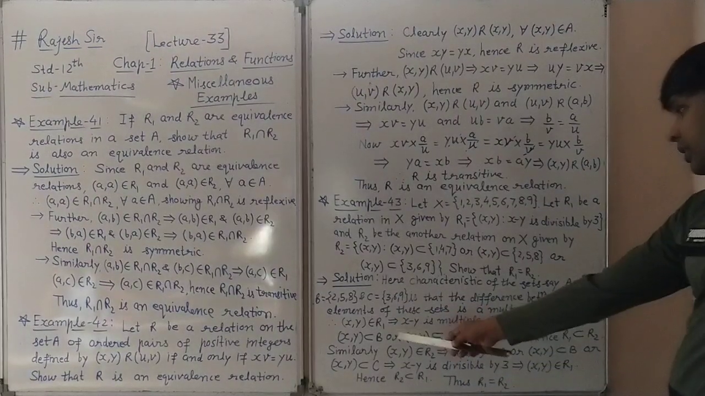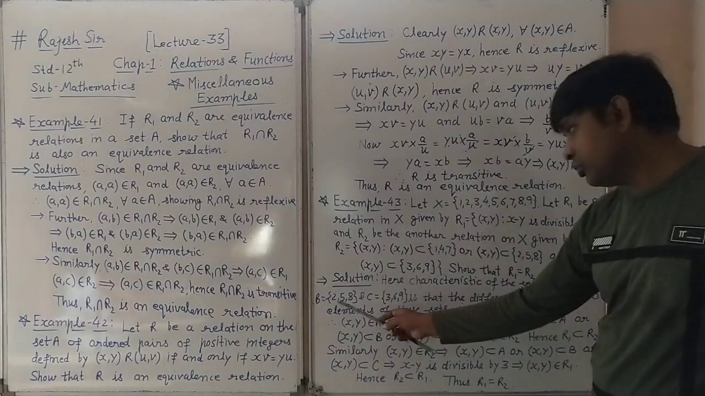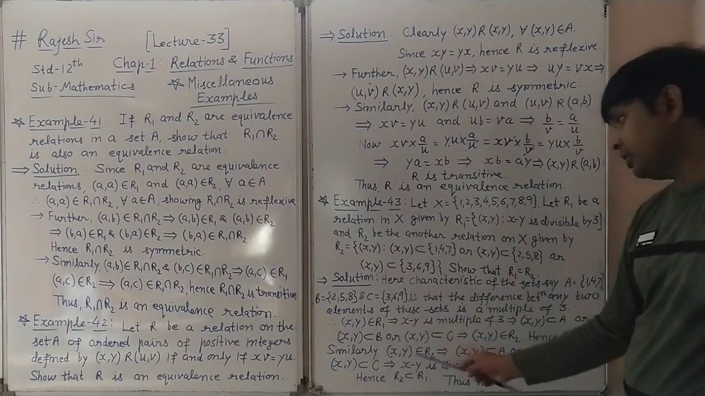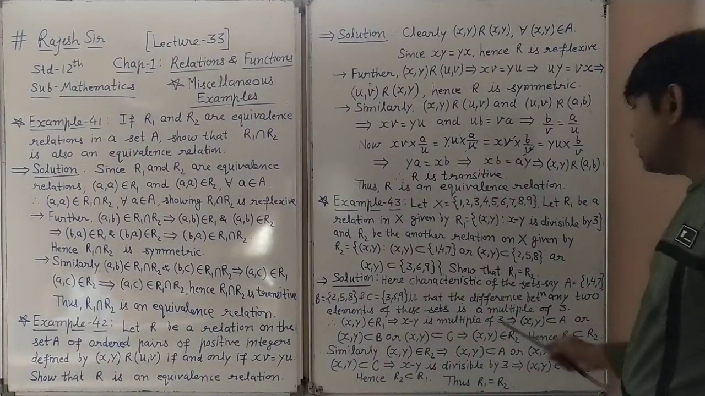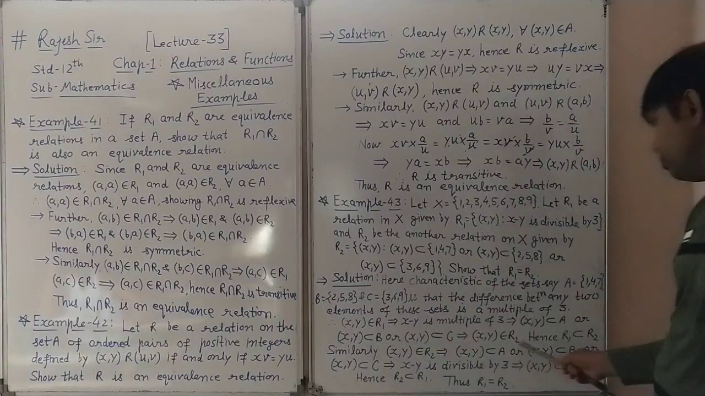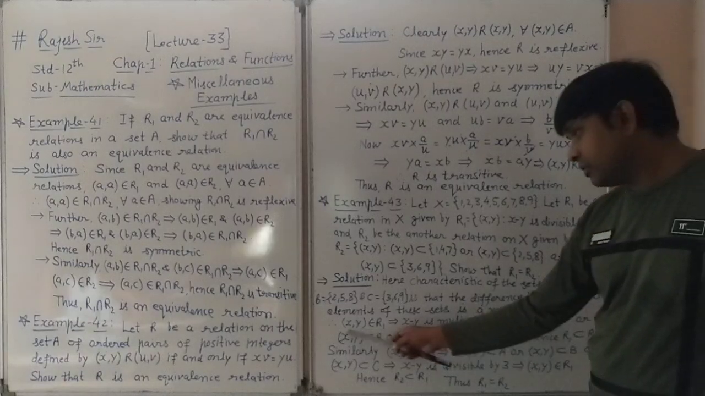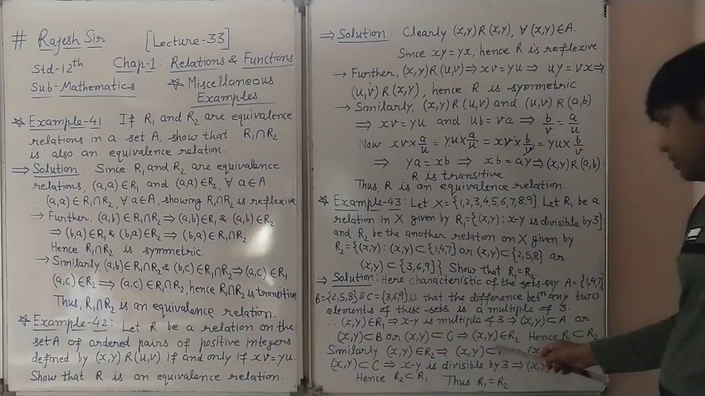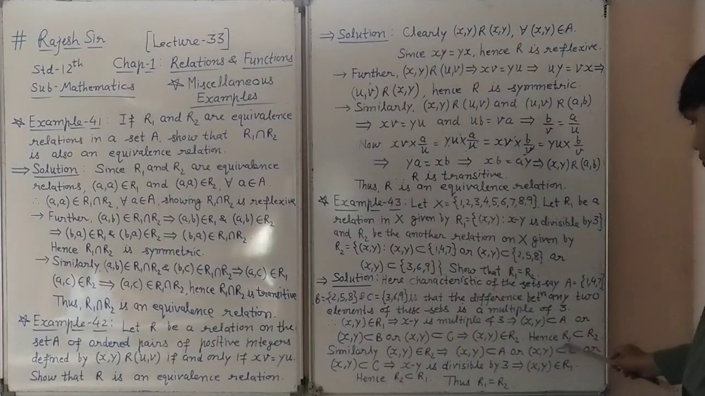So if (x, y) belongs to R1, then (x, y) belongs to A, B, or C, all three. And if it comes in all three, that is the relation R2. So it shows that (x, y) belongs to R2. We started with (x, y) in R1 and we are getting (x, y) in R2. Hence we can say that R1 is a subset of R2. This conclusion comes from this.